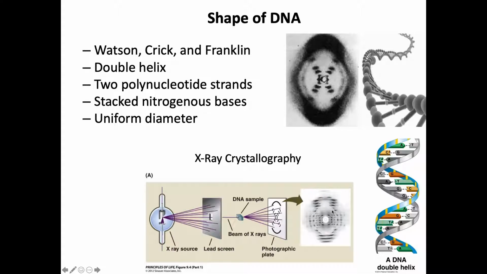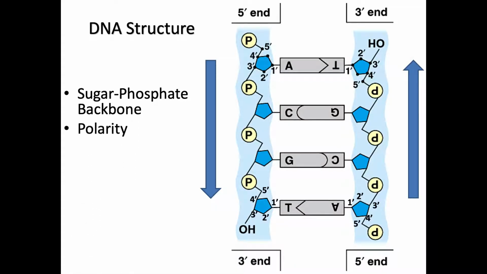And then from this image, from this pattern, they were able to discover that DNA was in the form of a double helix. It has 2 polynucleotide strands. Your nitrogenous bases are stacked on top of each other. And then there is a uniform diameter. So the diameter is the same throughout the DNA structure. So let's talk more about the DNA structure.